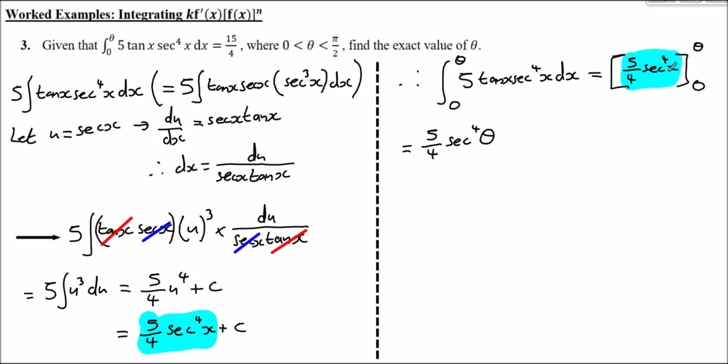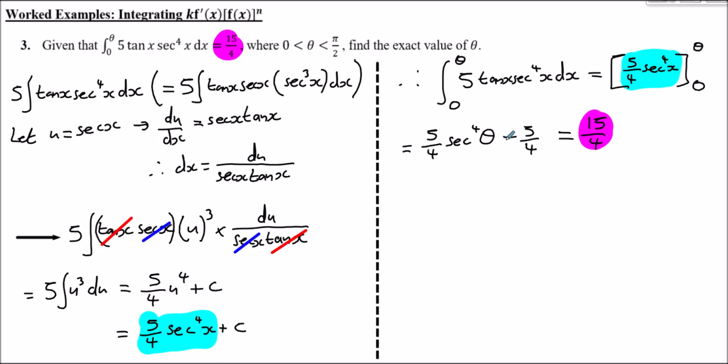Now if I put in 0 for x, sec x is 1 over cos x. When x is 0, cosine is 1. So 1 over 1 will be 1. 1 to the power 4 is going to be just 1. Use your calculator if you don't like that thinking. But essentially all you're going to have there is just subbing in 0. This becomes exactly just 5 quarters. So minus 5 quarters. And we're told that's equal to 15 over 4. So we set this result to be equal to 15 over 4. We can now progress and hopefully solve.